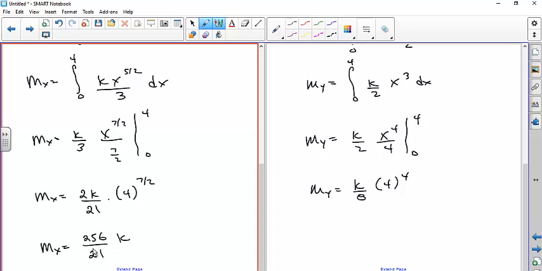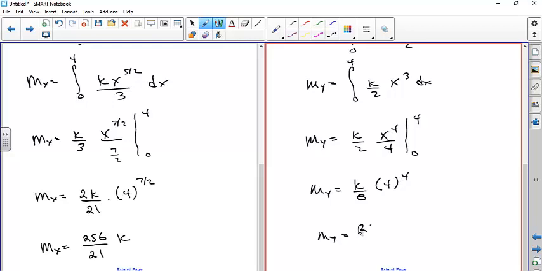I don't think you can simplify that any. 256 over 21, change to fraction. Okay, so that's that. And the moment around the y-axis, that's 4 to the 4th, which is 16 squared, which is, I think, 256. 256 over 8. But you can divide 256 by 8. That's 32, so you get 32k. Okay, so those are the mass moments.